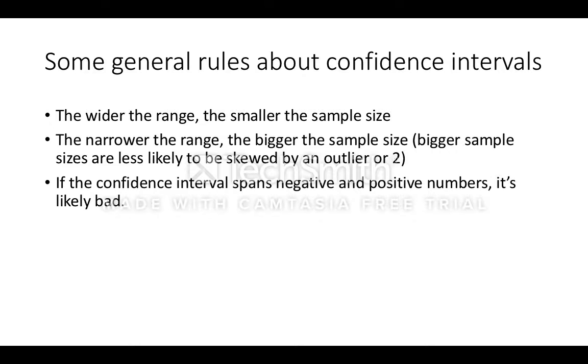So wide range usually means a small sample size. Narrower range in your confidence interval usually means a bigger sample size. And if you ever see a confidence interval that spans both negative and positive numbers, that's a big red flag.